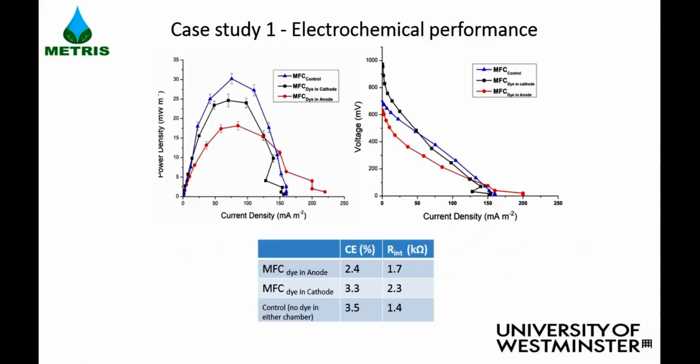When it comes to electrochemical performance, what we find is that if the dye is fed in the cathode, you get a higher power output than when the dye is fed in the anode. But what is also interesting here is that the control run, which had no dye in either chamber, produced a higher power output. So what this tells you is that when you feed the dye in either chamber, the dye has some kind of inhibitory effect, whether to the cells or to the enzyme. When we did work out the coulombic efficiency and internal resistances, we didn't find big differences to explain the differences you see there.